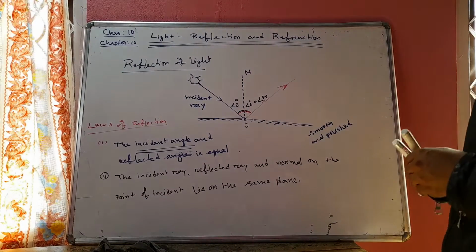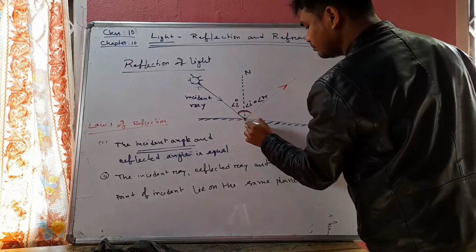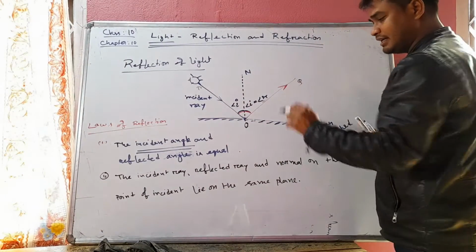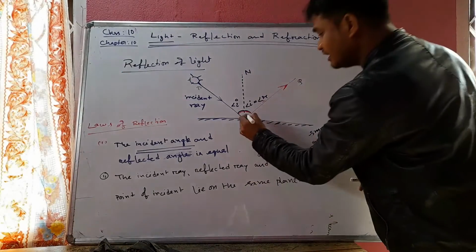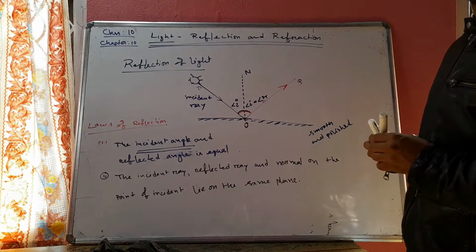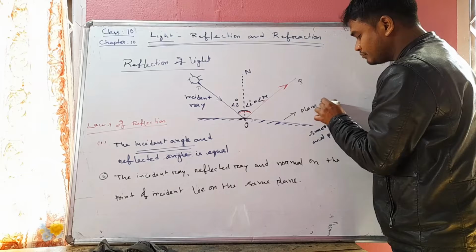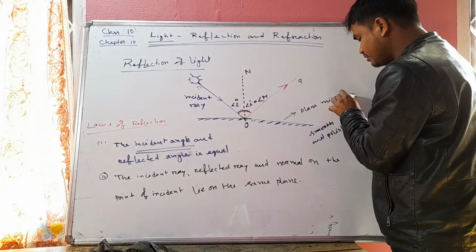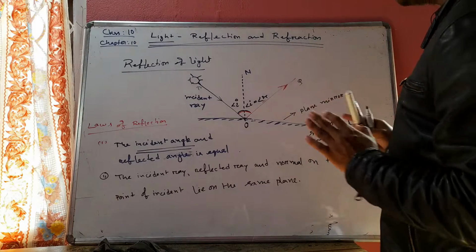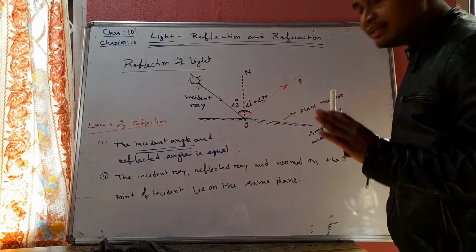Let us consider PO is the incident ray, ON is the normal, and OQ is the reflected ray, and they lie on the same plane. This is the second law of reflection. We have considered a plane mirror here.